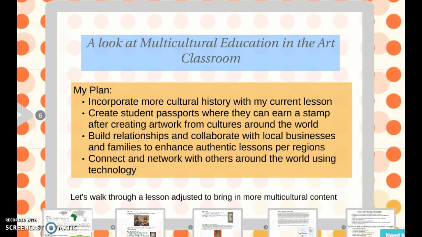So I will walk you through a lesson that I have adapted to create a more culturally diverse lesson. This lesson was creating masks in my classroom, and I thought what better way to connect it to an area that finds masks as a ritual or religious purpose.